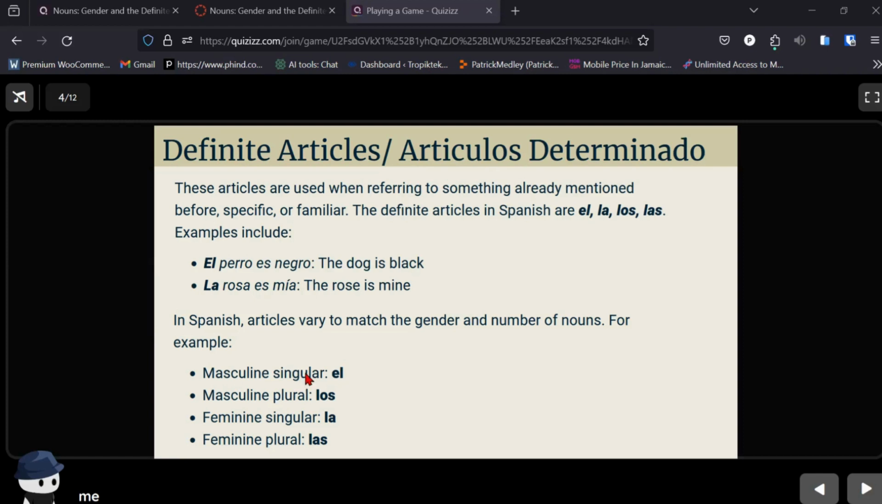So as you can see below here, this explains all the different options for definite articles. So think of these as different ways you can say the, and then whatever that thing is, that noun is. So in Spanish, articles vary to match gender and number of nouns, right? The number of nouns just basically means the plurality. Is it singular or is it plural? For example, masculine singular, el, masculine plural, los. Okay, feminine singular, la, feminine plural, las.